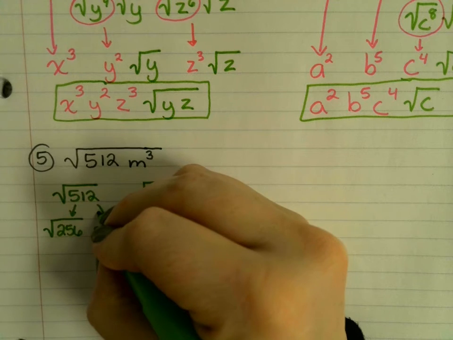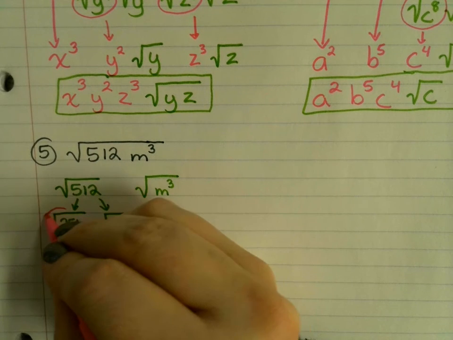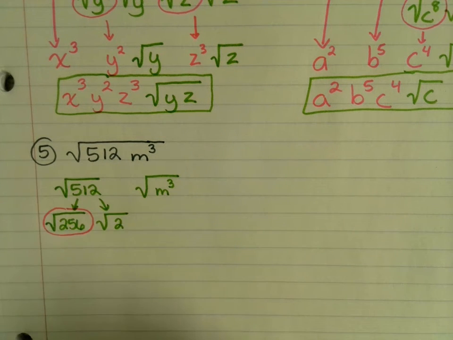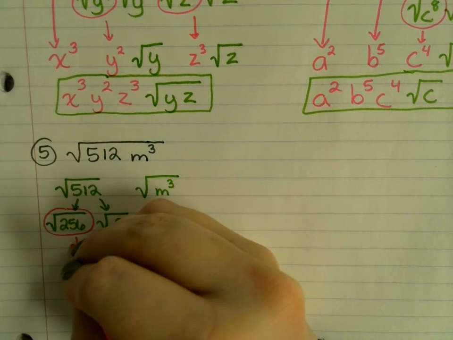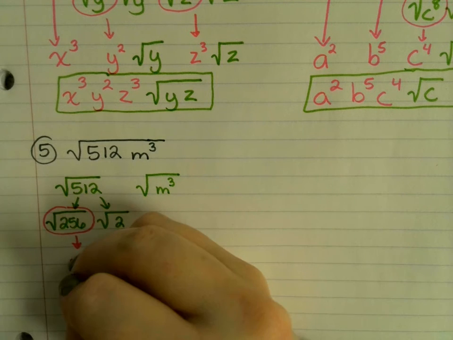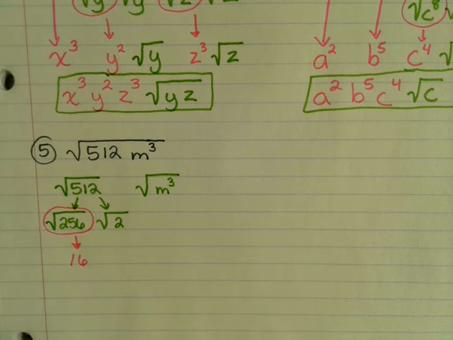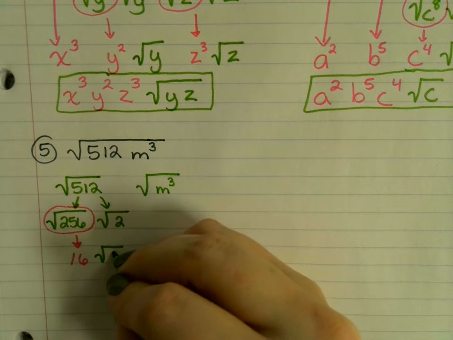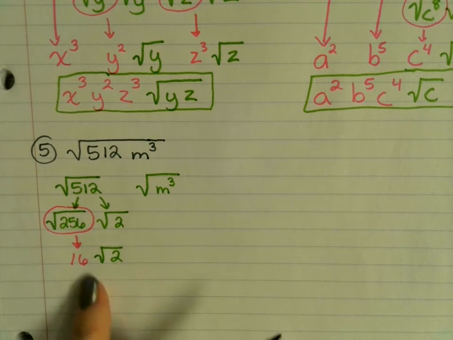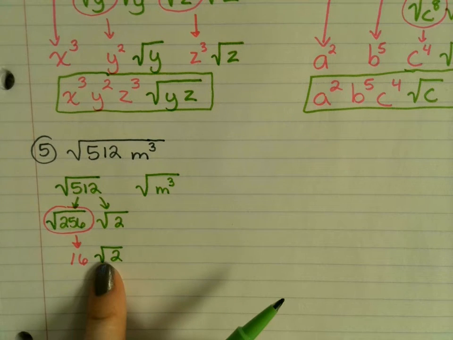Now, the square root of 256 is a perfect square. What is the square root of 256? 16. So we get 16 square root of 2. That's as simplified as my numerical value is going to go, okay?